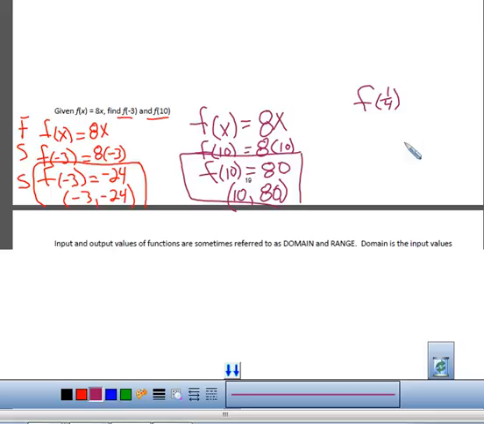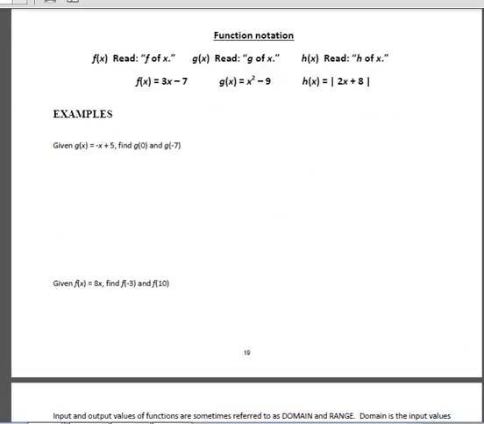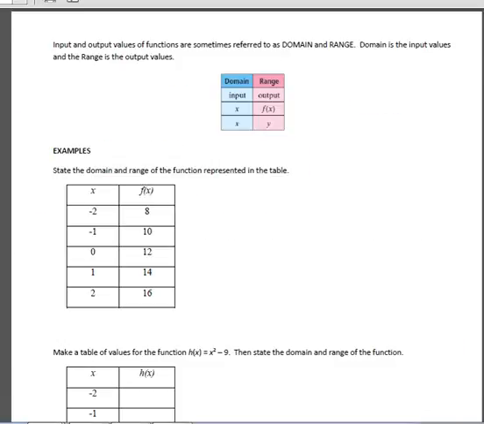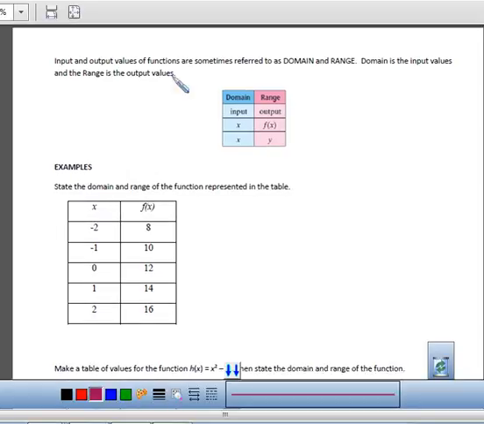Alright, so that was page 19. Let's go ahead and take a look at page 20, which is going to be about the domain and range. So input and output values of functions are sometimes referred to as domain and range. Domain is the input values, or x. Range is the output values, or y. So you have this table here that separates them and shows you.